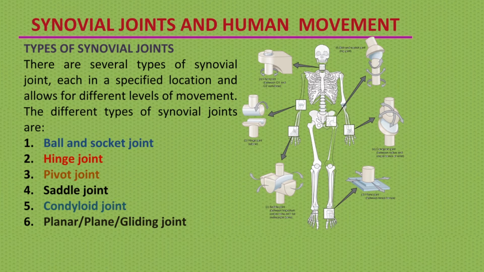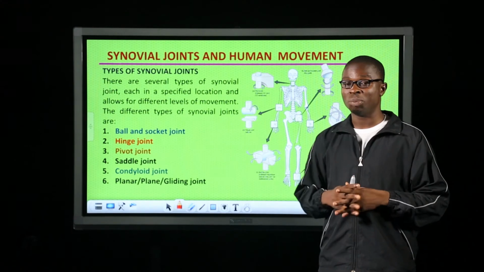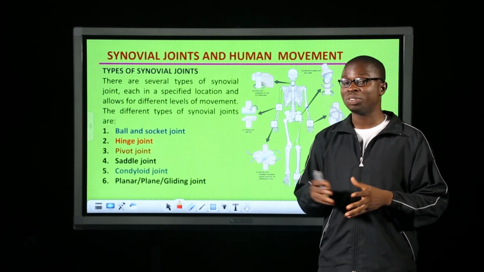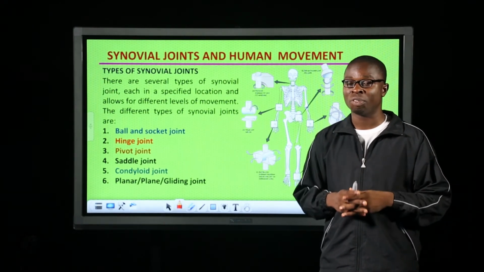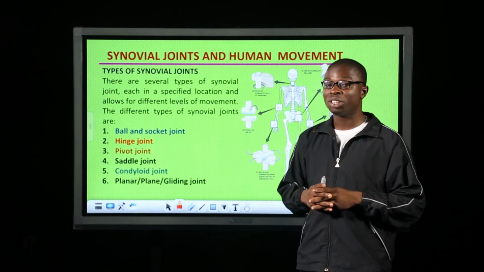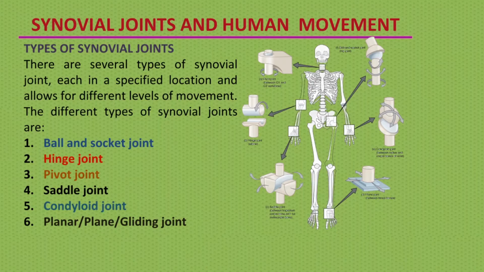Remember, synovial joints are the joints which are implicated in different human movements. They are found in different parts of the body, and each type of synovial joint allows for a different type of movement. There are 6 common synovial joints in the human body, namely the ball and socket joint, the hinge joint, the pivot joint, the saddle joint, the condyloid joint, and the planar, plane, or gliding joint.